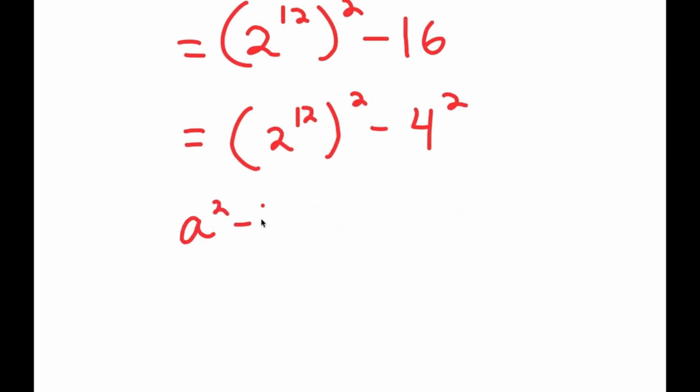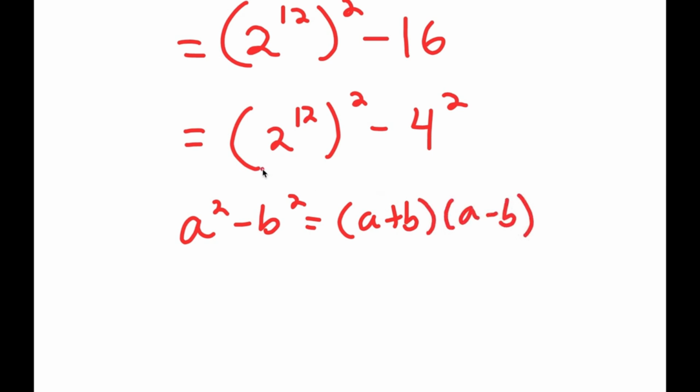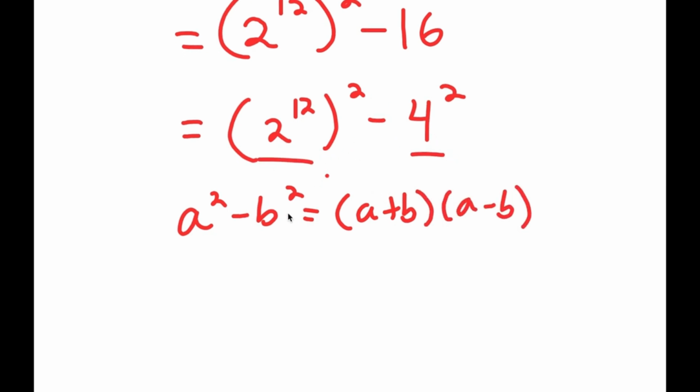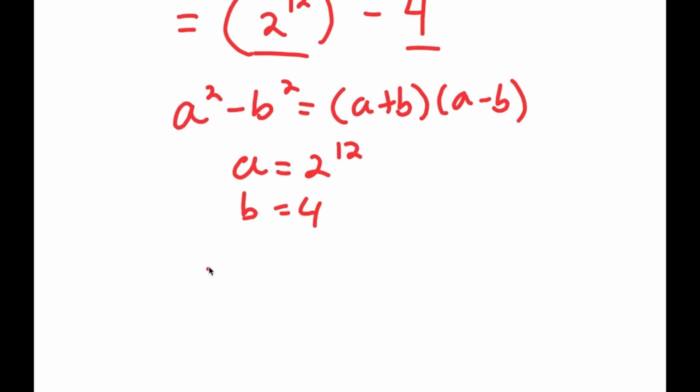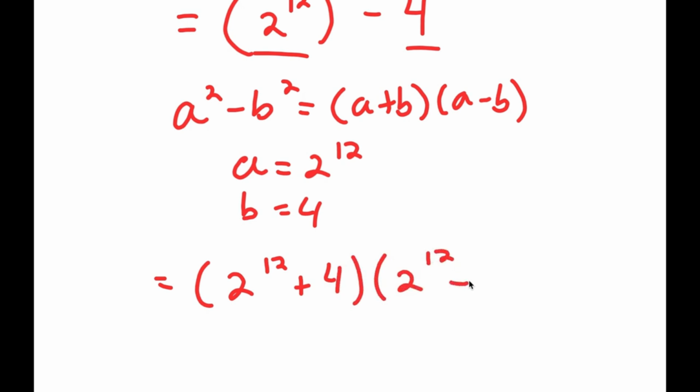Now, if I have something in the form a squared minus b squared, this is equal to a plus b times a minus b. Notice how we have 2 to the power of 12 squared minus 4 squared. So in this case, a is 2 to the power of 12, and b is 4. So I get 2 to the power of 12 plus 4 times 2 to the power of 12 minus 4.